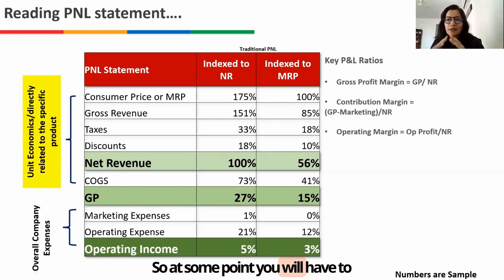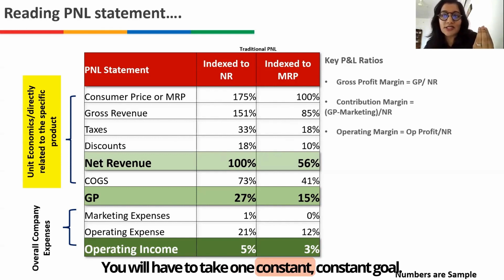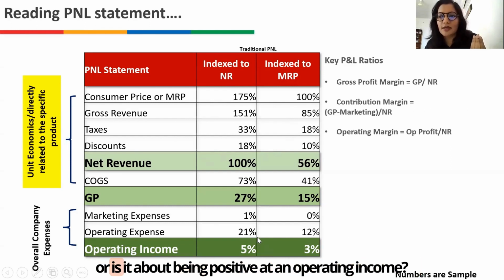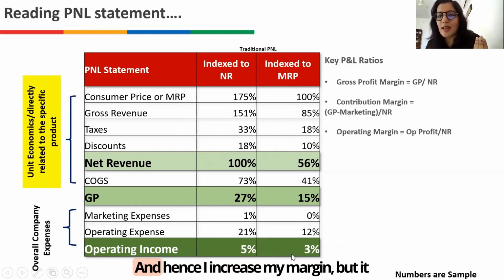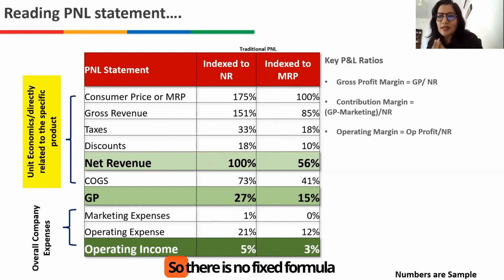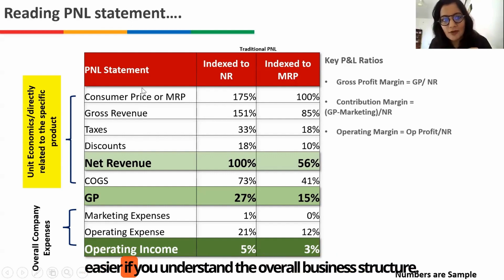So at some point, in the equation of deciding the price, you will have to take one constant, a constant goal. Is it about selling more at the cost of operating income, or is it about being positive at operating income, and hence I increase my margin, but it can also impact my sales because the industry is operating at a lower margin. So there is no fixed formula and there is no magic formula. It's an art, but the art becomes a lot easier if you understand the overall business structure.